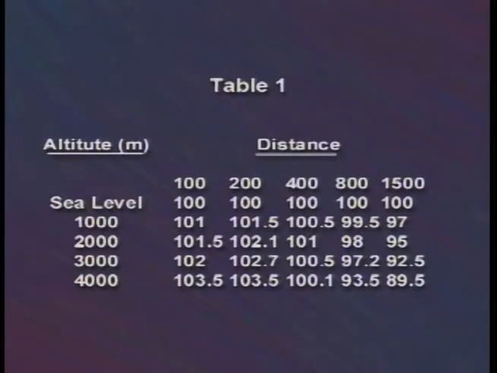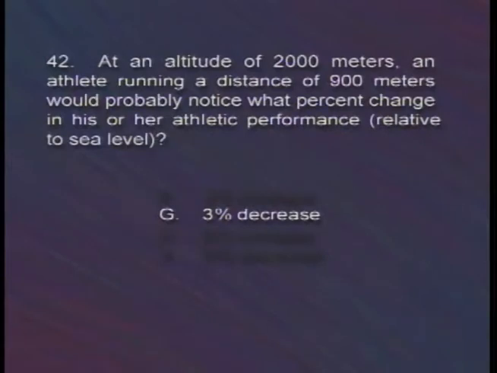For an altitude of 2,000 meters and a distance of 1,500 meters, the value is 95%. The distance of 900 meters is just a little above 800 meters. We would predict that the percent would be between 98 and 95%, and probably closer to 98%. Let's say the percent is 97. Now this figure represents a speed that is 97% of the speed at sea level. So what is the change? Well, there's been a change from 100% to 97%, or a decrease of 3%. The correct answer is G.